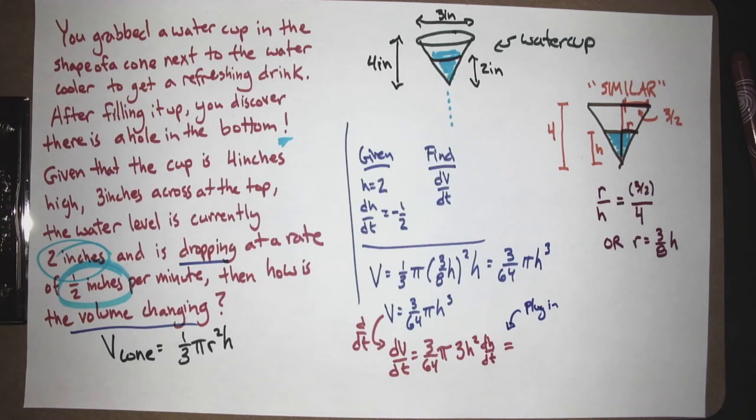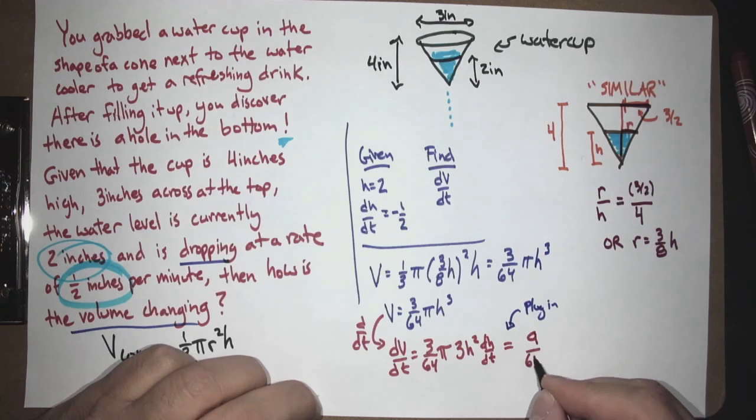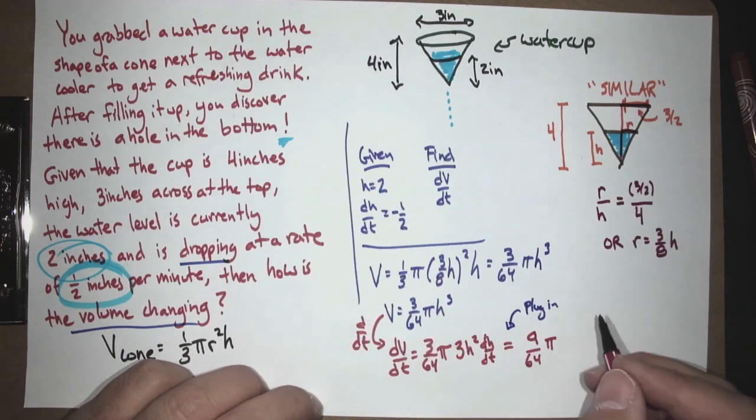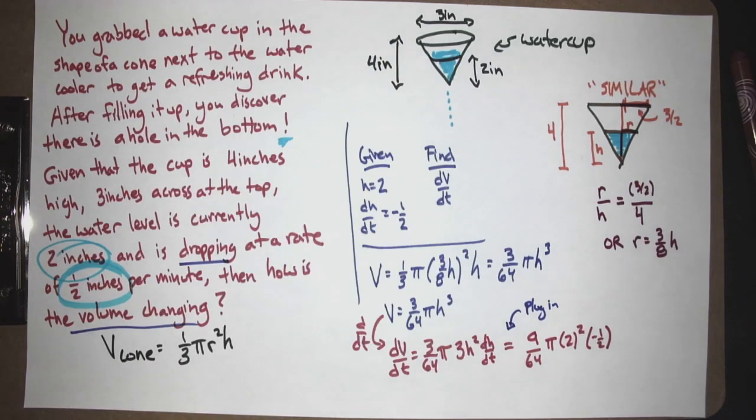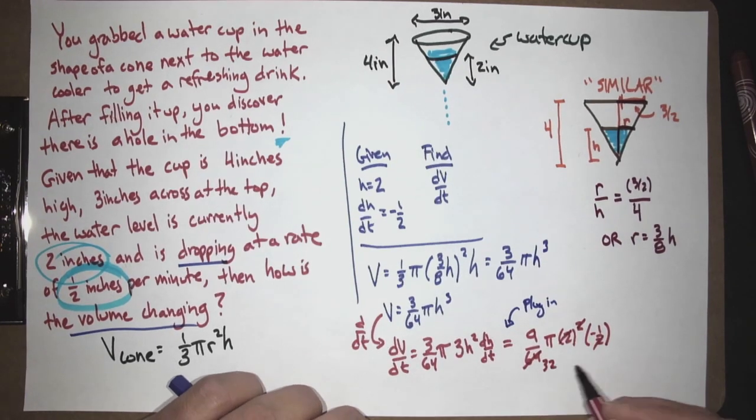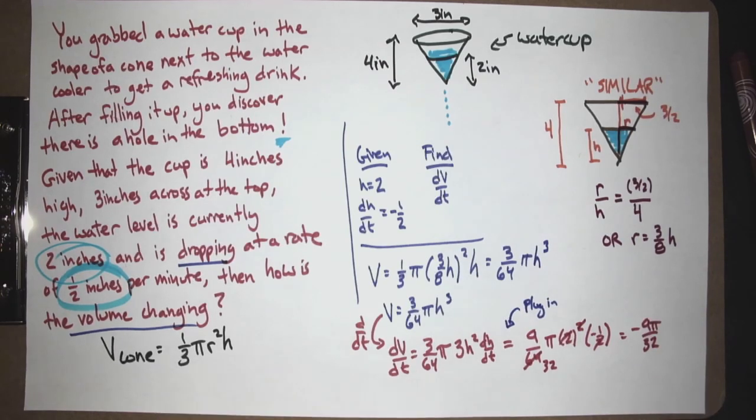We have 3/64 times pi times 3. I'll go ahead and put the 3 there. 9/64 pi. What is h? 2. So 2 squared. What is dh/dt? -1/2. So we can cancel one of the 2's. 2 goes into 64, leaving 32. So you end up with -9 pi over 32.